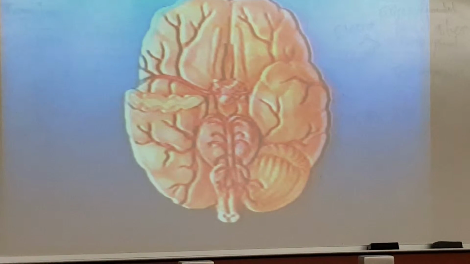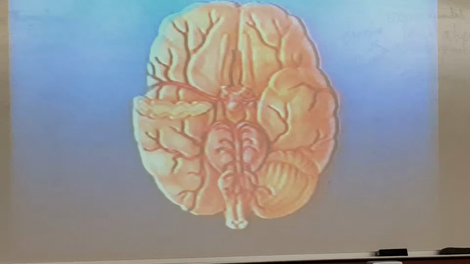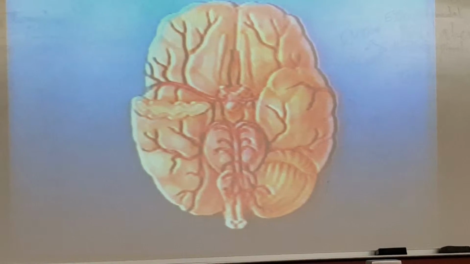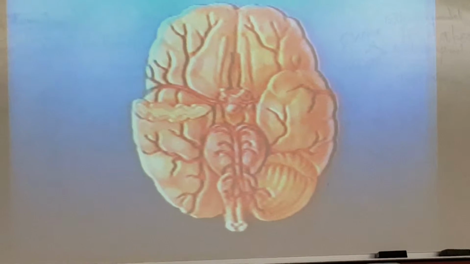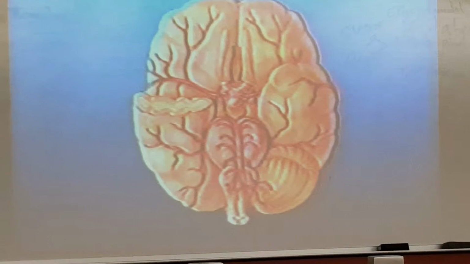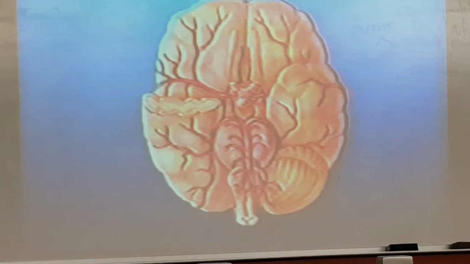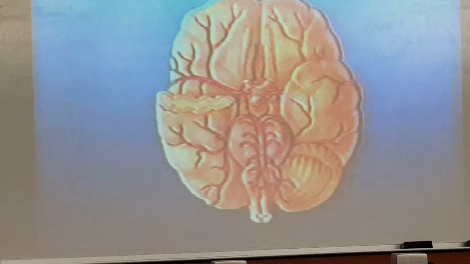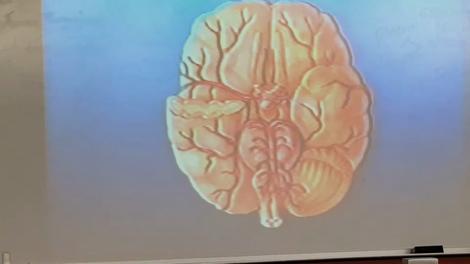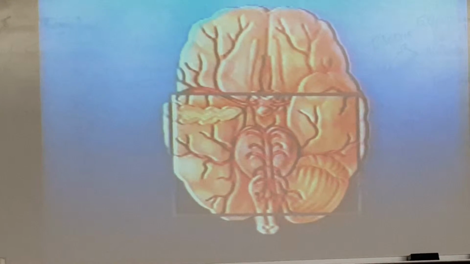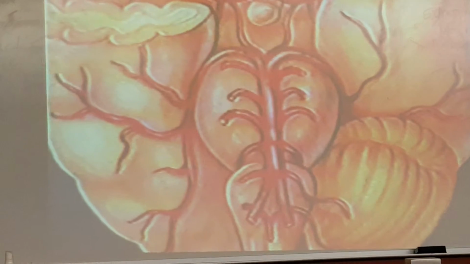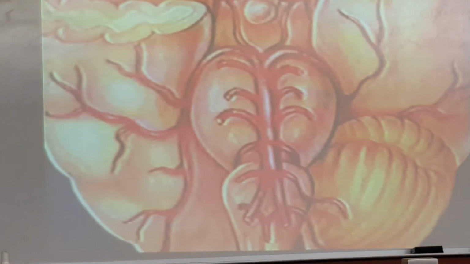Using this illustration of the undersurface of the brain, we will follow the courses of the vertebral and internal carotid arteries as they form a vascular network which provides arterial blood to the brain. Part of the cerebellum and the temporal lobe of the cerebrum have been removed on the right side to show the pathway of several of the vessels.